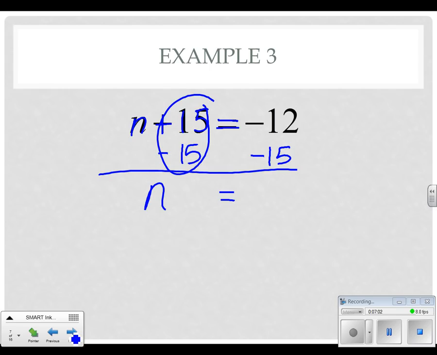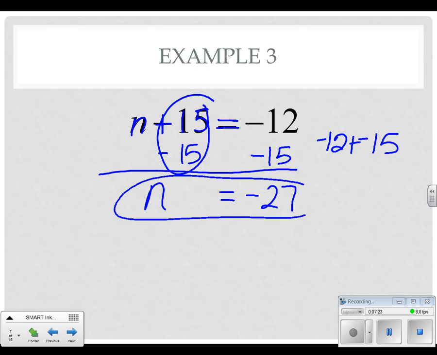Now on the right side we have negative 12 minus 15, which is the same as negative 12 plus negative 15, which gives us a negative 27. So we circle our solution here.